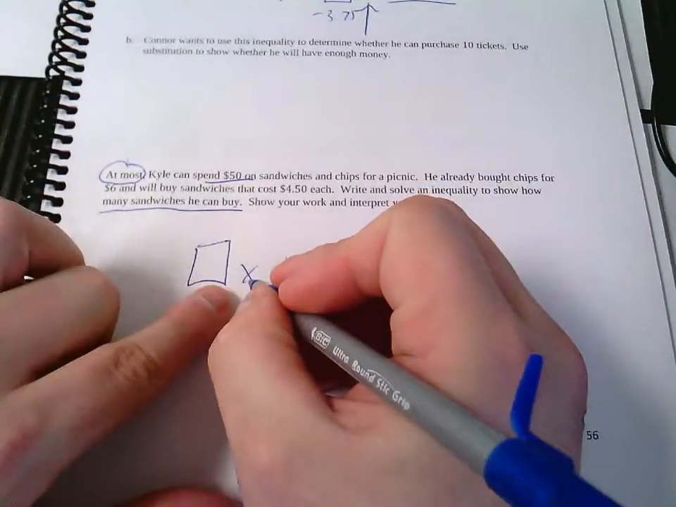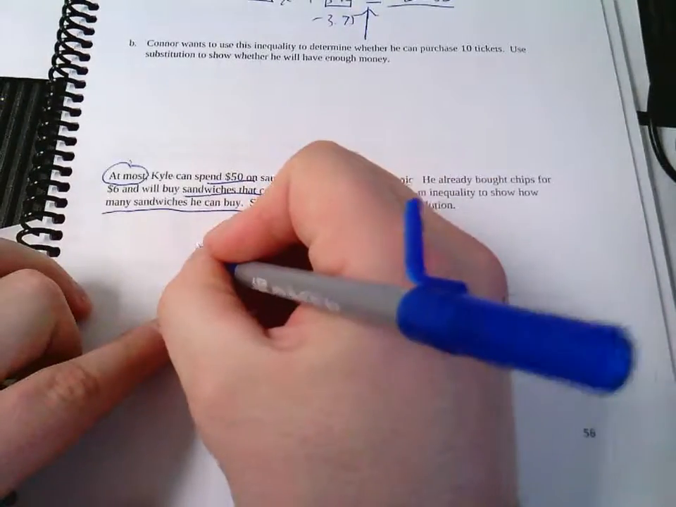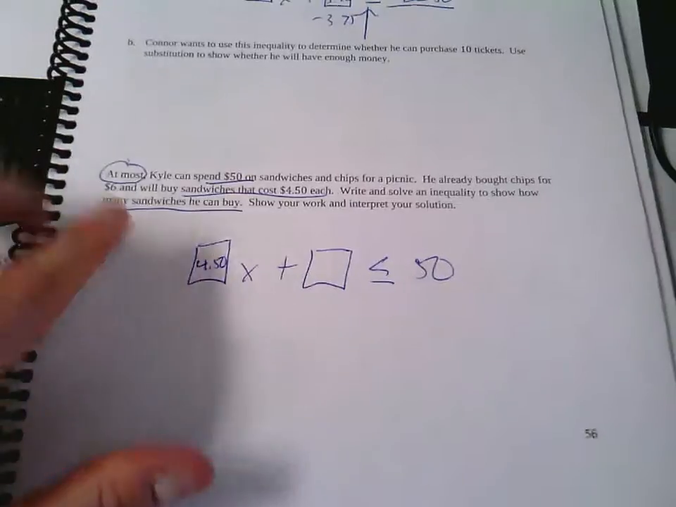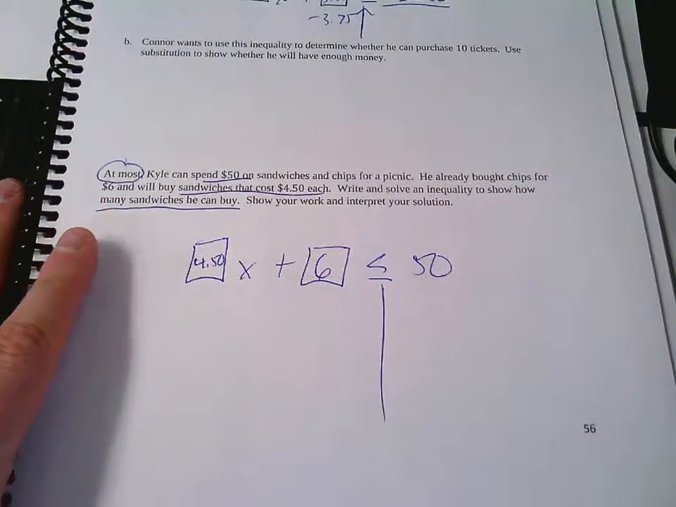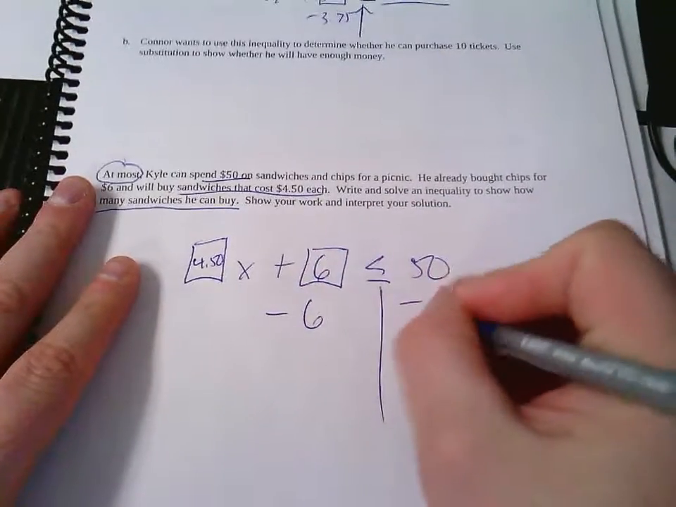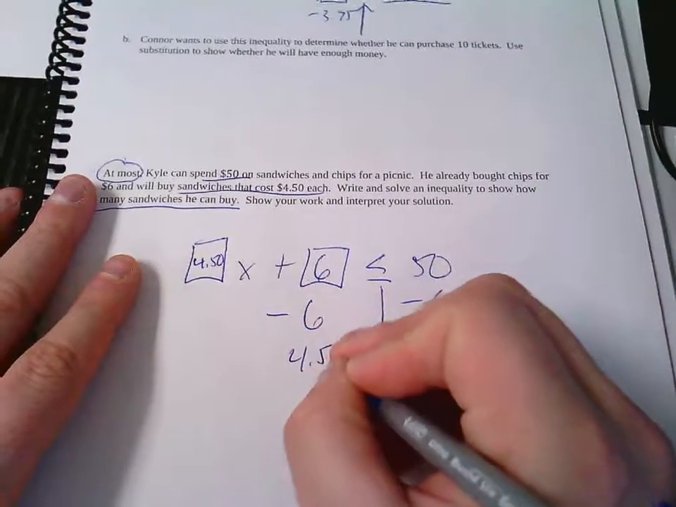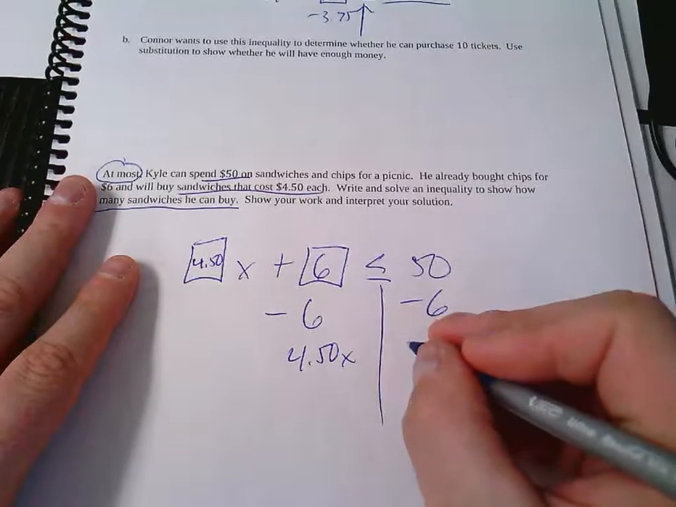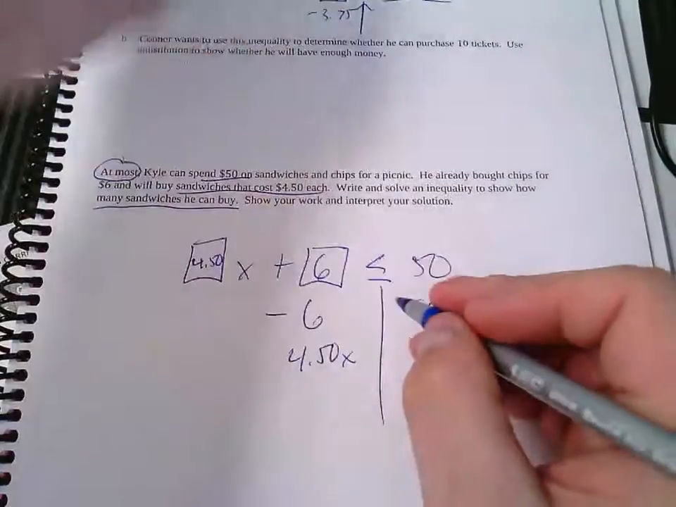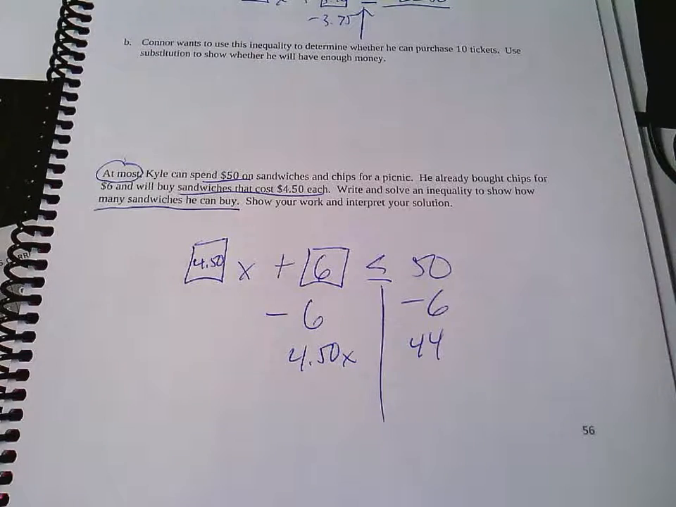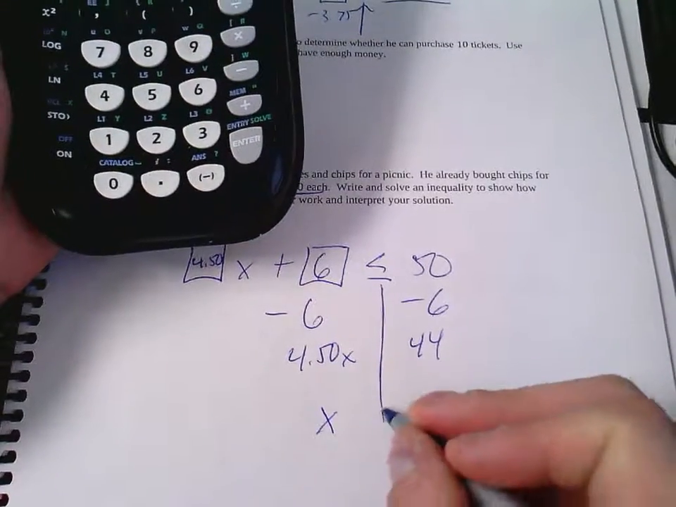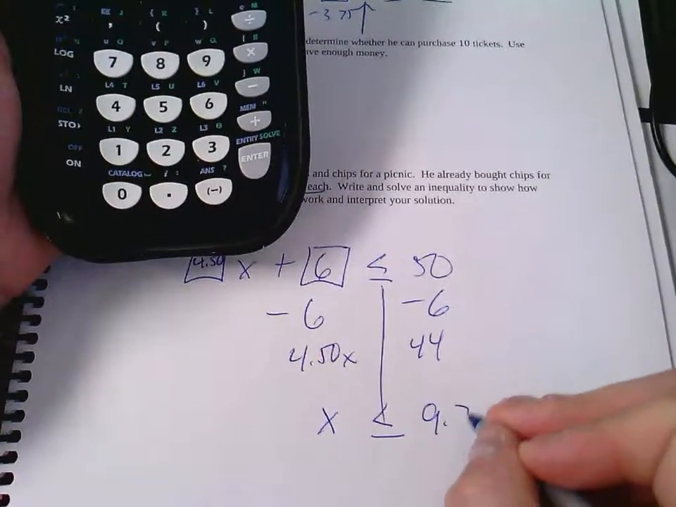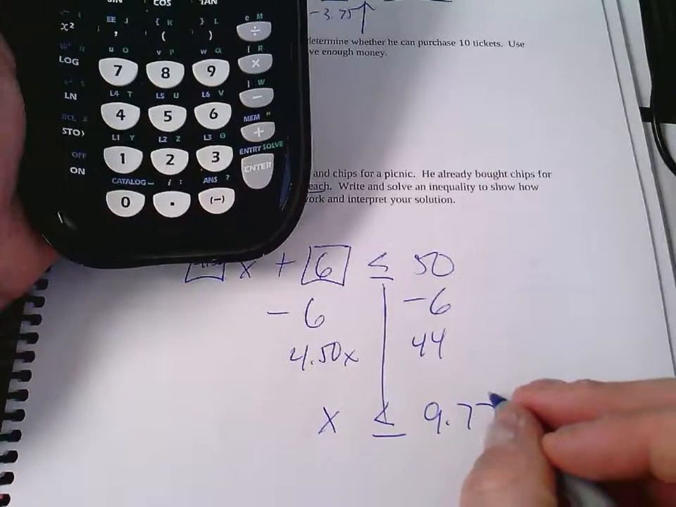So my x is sandwiches. Sandwiches are $4.50 each, so $4.50 goes in that box, which means the 6 goes here. And I'm going to go ahead and solve this one because I want to show you what happens in this particular case. So subtract 6 from both sides. I get 4.50x equals 44. Actually, it's not equals. It's less than or equal to, but we'll forget about that for the time being. So I take 44, I divide it by 4.50, and then I get x has to be less than or equal to 9.77 repeating. Okay?